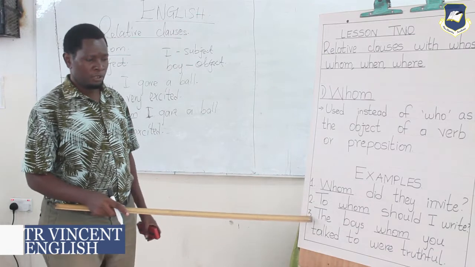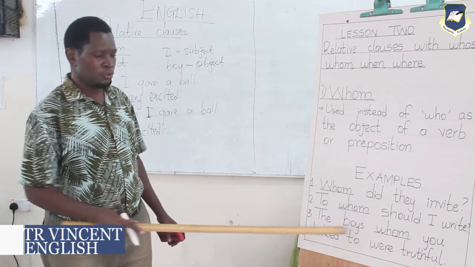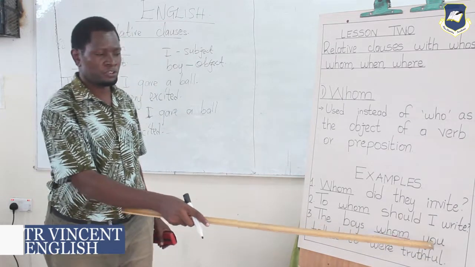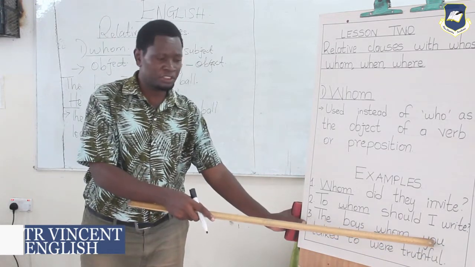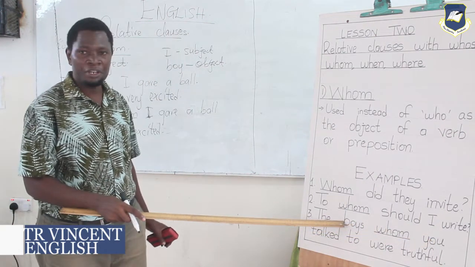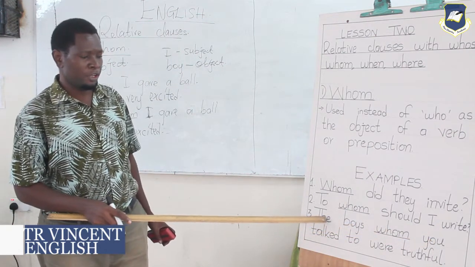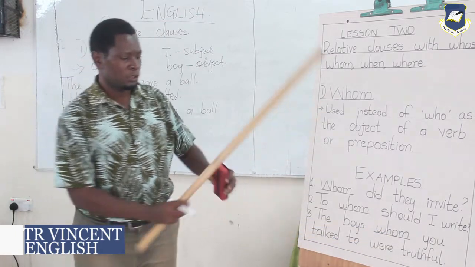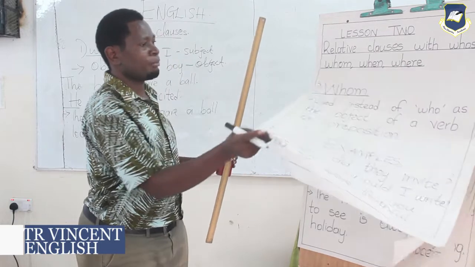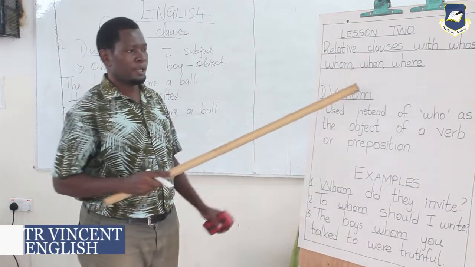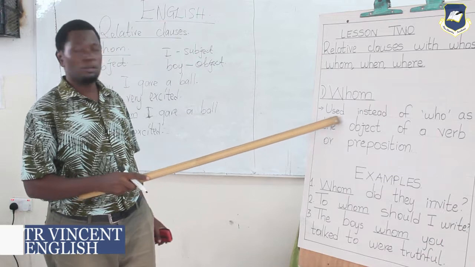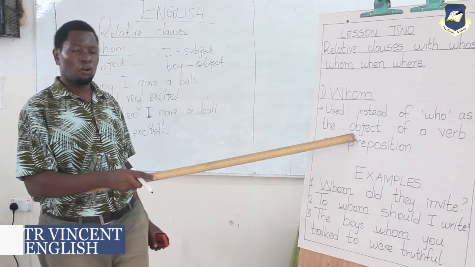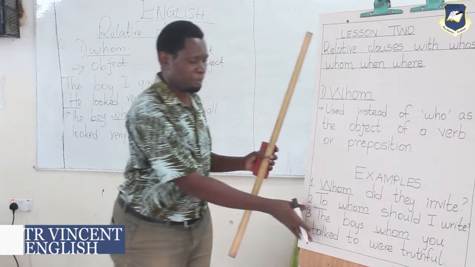Number 3. The boys dash you talked to were truthful. You are the one talking. So you in this case is the subject. The boys becomes the object. So, the boys whom you talked to were truthful. Those are some examples, and remember, just before I proceed, we've said we are using whom instead of who as an object of a verb or a preposition.